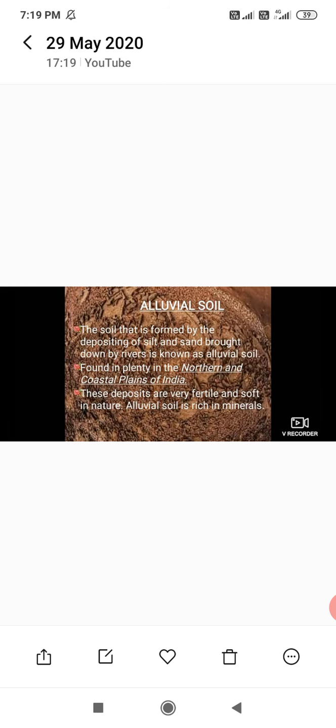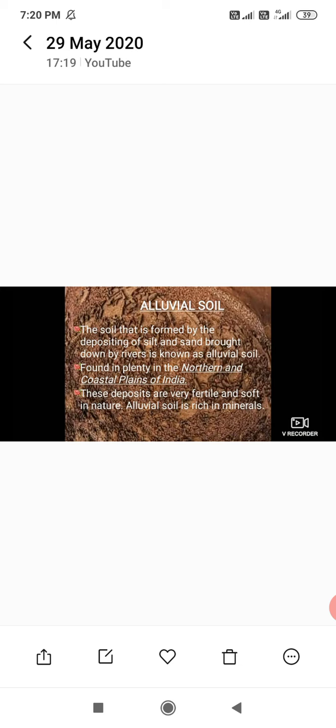So, the alluvial soil. The soil that is formed by the depositing of silt and sand brought down by rivers is known as alluvial soil. This soil is found in plenty in the northern and coastal plains of India.